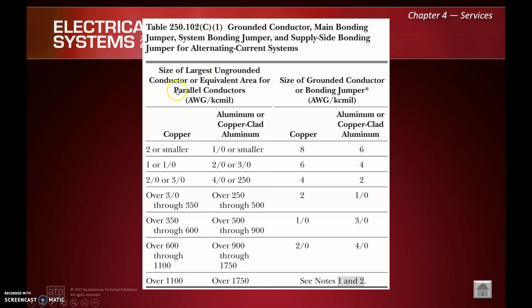250.102(C)(1), which you can see, similar to 250.66, is going to size it based on the size of the largest ungrounded conductor, right? So this is how we're going to size our system bonding jumper, main bonding jumper, those kind of things, right? 250.102(C)(1).